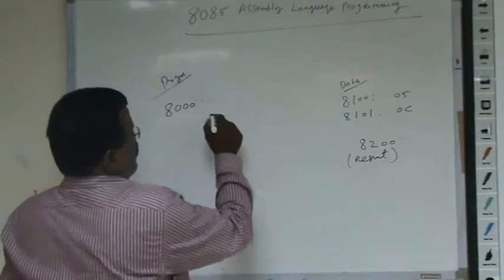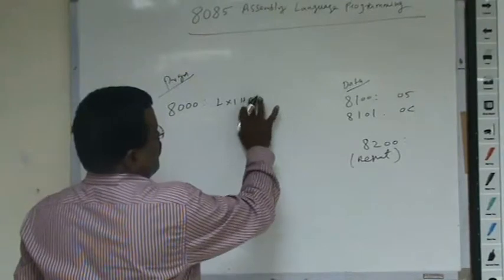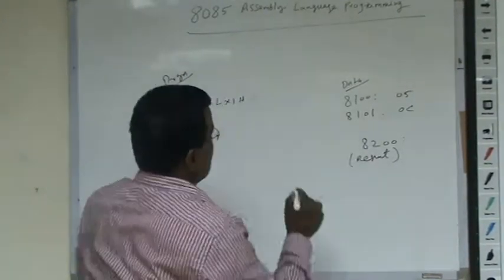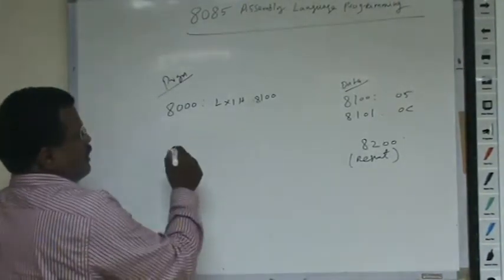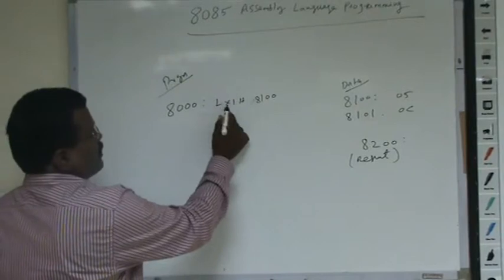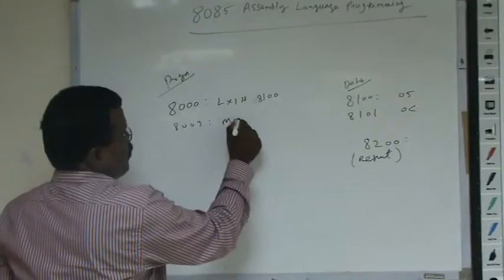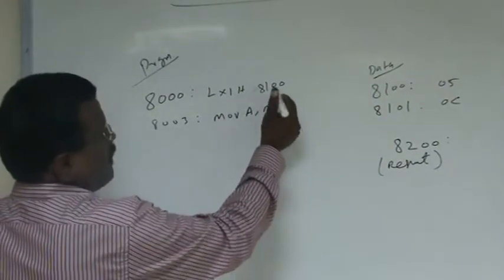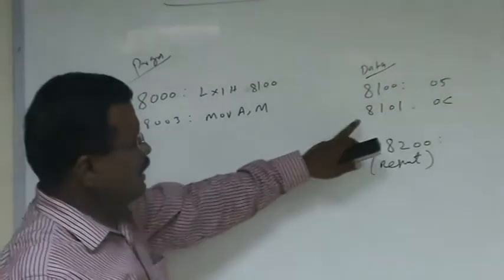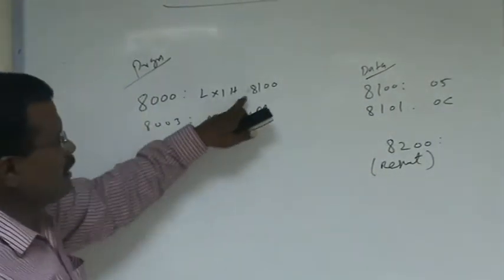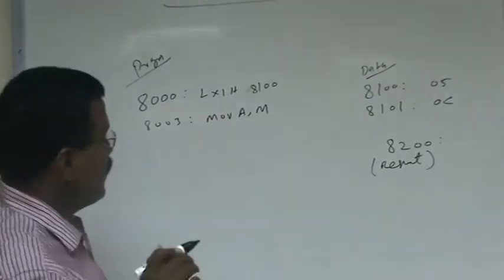Now you can write like this: LXI H, 8100, where we have the first data. So 8000, 1, 2, this is 8003. You can put MOV A, M. I am bringing the first data into the accumulator. Now the second data is available at the memory location 8101, but the memory pointer is pointing to 8100. The content of the HL pair is always used to point to the memory.